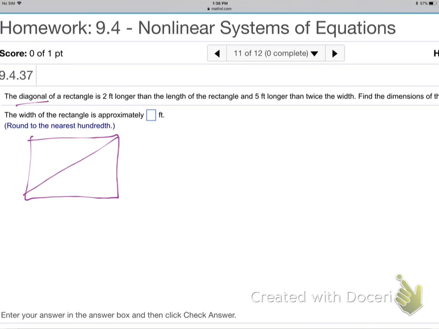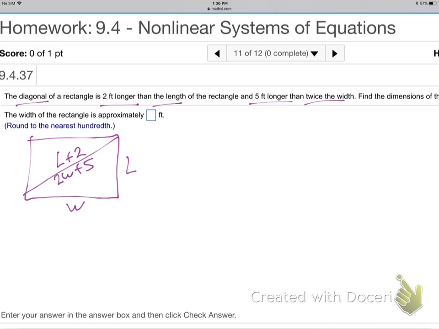Diagonal of a rectangle. There's the diagonal. It's 2 feet longer than the length. So I'll say, here's the length, and this is L plus 2, 2 longer. Good so far? I'm just doing what it says. The diagonal is 2 longer than the length, and 5 longer than twice the width. So if this is the width, it's 5 added to twice the width. You good?